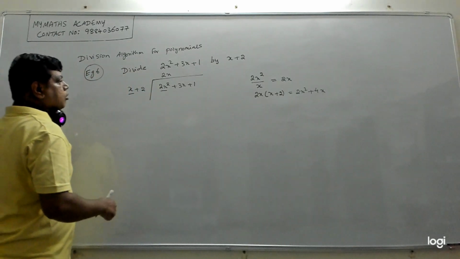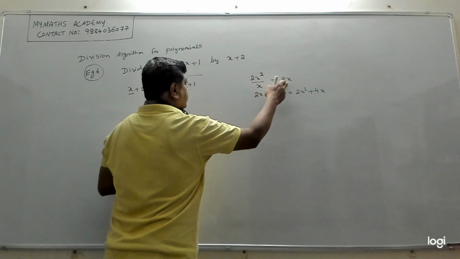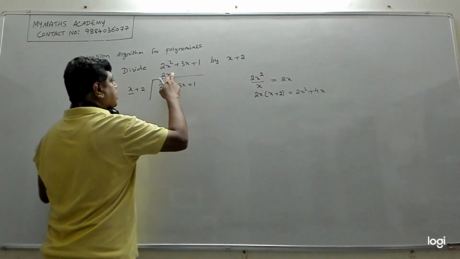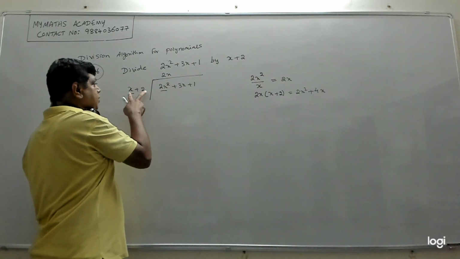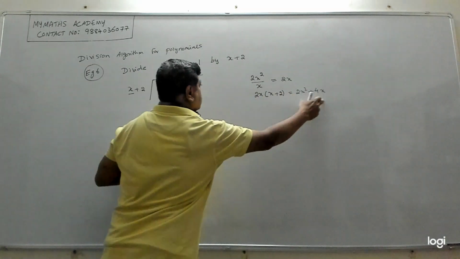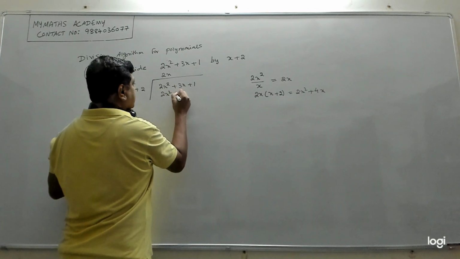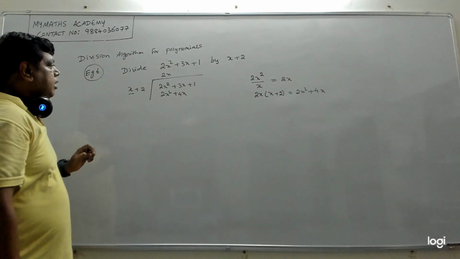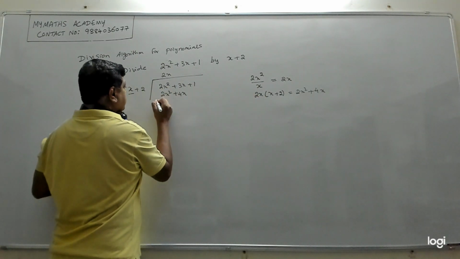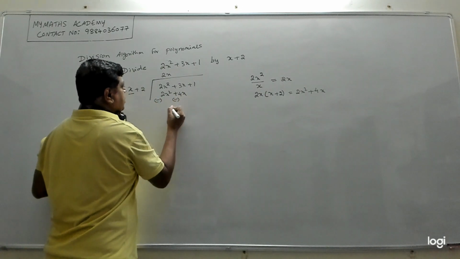Right? So first you take this term, divide by this, and whatever you get, you put that as the first term of the quotient. Then take this and multiply with this entire thing. Then you will get here 2x square plus 4x. Whatever you get, you put that here. Now we have to subtract them, so you will change the sign. This is plus, it becomes minus. This is plus, it becomes minus.